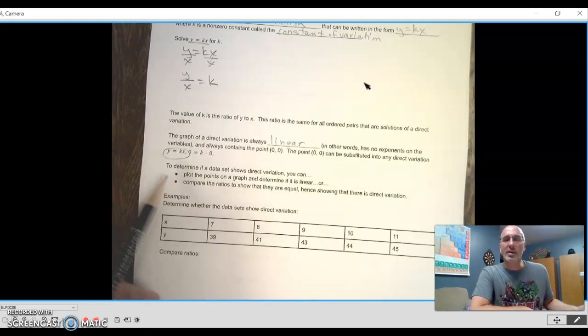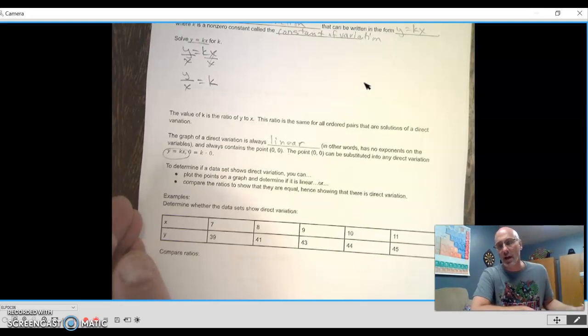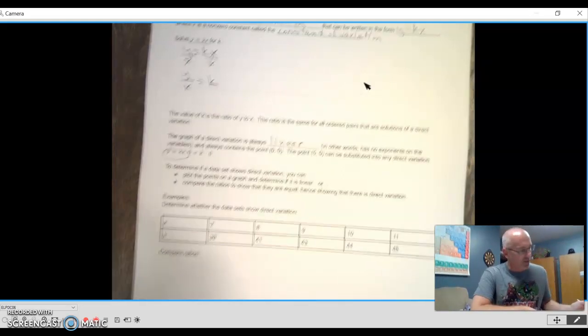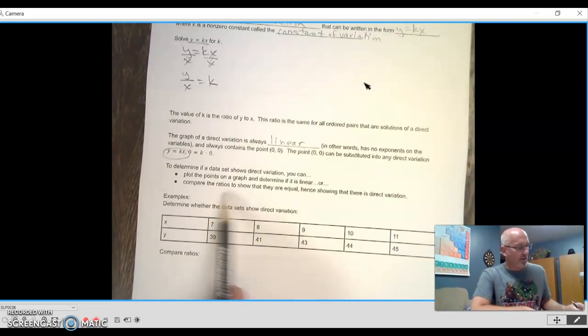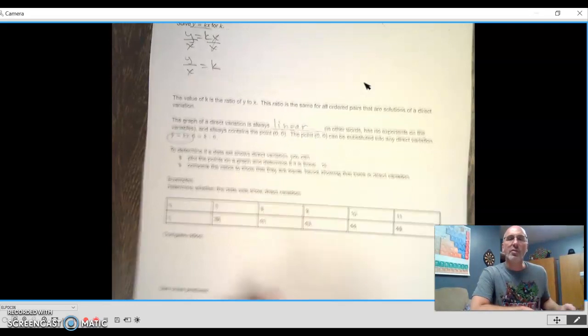So you can determine if data is a direct variation. You can plot the points on a graph and determine whether that makes a line. You could do that. It works most of the time. Sometimes the points get a little weird and you can't tell if you just plotted them sloppily or it really is not direct variation. What I would do is compare the ratios of your data.